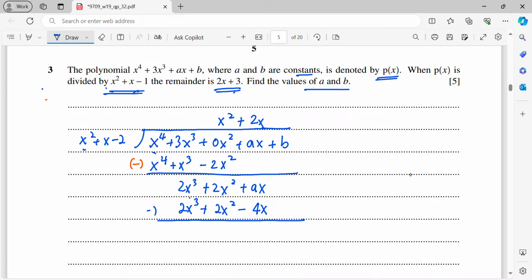Then again, you minus. So the first two terms, when you minus, you get 0 because they are identical terms. And the last term, ax minus minus 4x, will be a plus 4x. Now bring down the plus b. Now your remainder is degree 1 for x, compared to the divisor with degree 2, which means we should stop the polynomial division. Now your remainder is (a + 4)x + b, and it's given that it is 2x + 3.